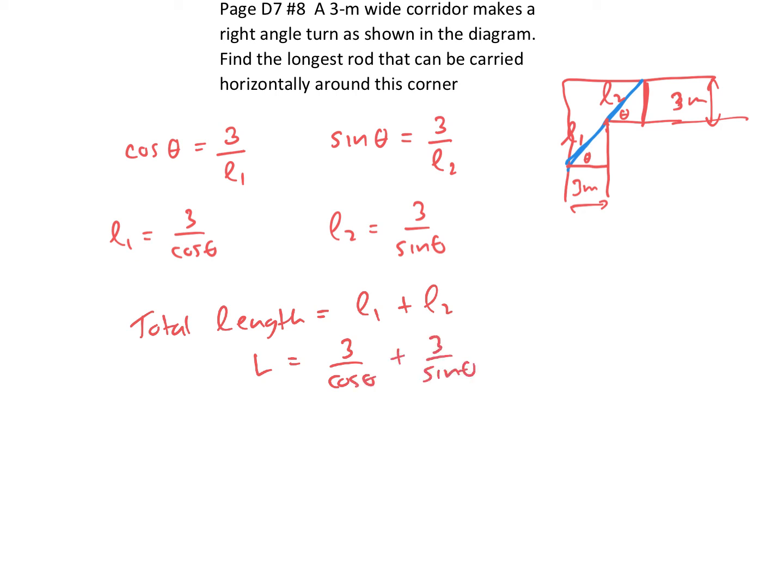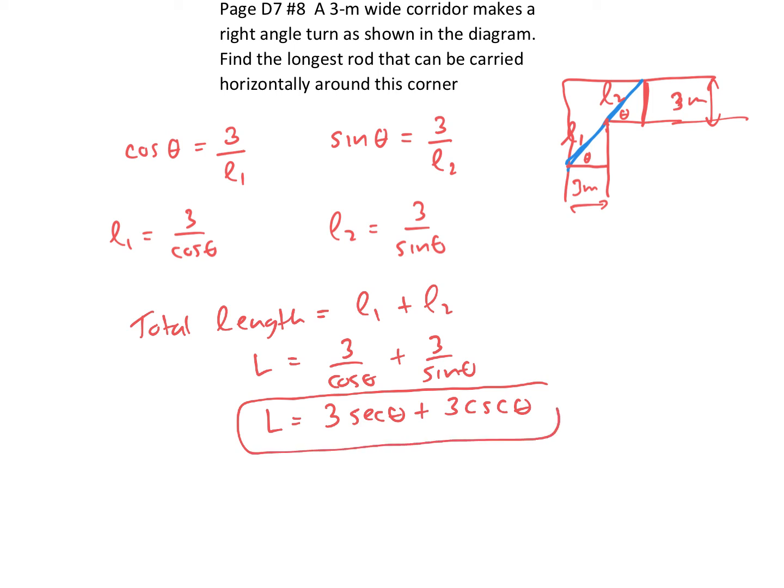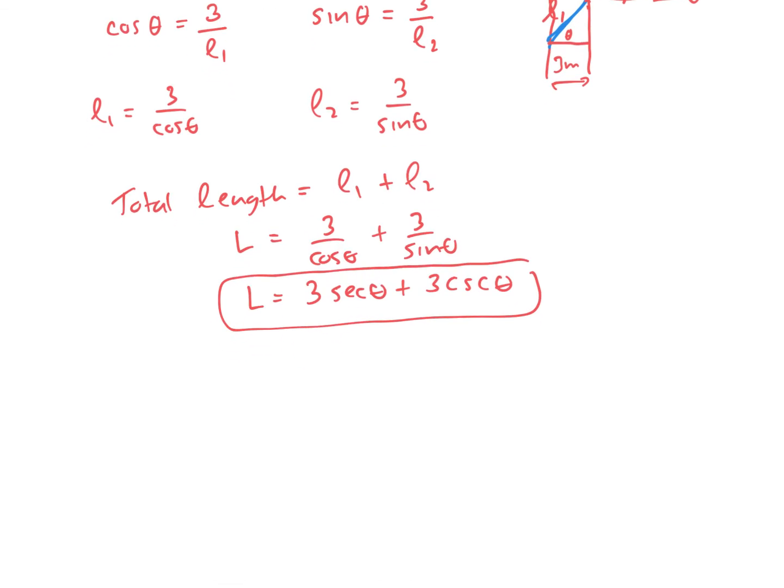So this is very similar to the question we just did. So let's change 1 over cosine to secant, and 1 over sine to cosecant. So this is our length equation. We want to minimize, well actually we want to maximize the length. We want the longest rod. So let's find L prime.